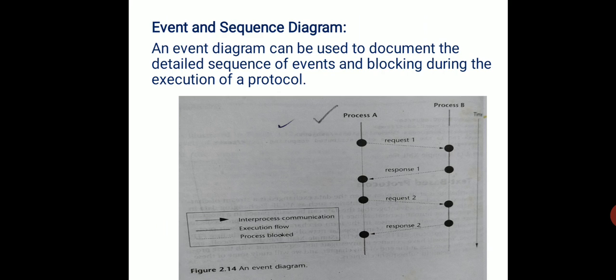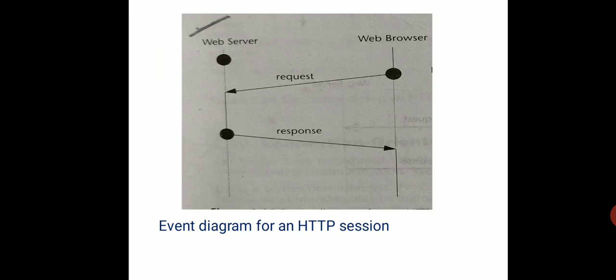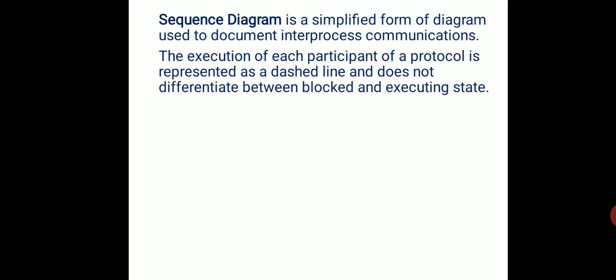Okay, so here executing, the process is represented as the solid line and the blocked state is represented as dotted line. Okay, but here in sequence diagram there is no difference, okay, between blocked and executing state. So this is a sequence diagram.